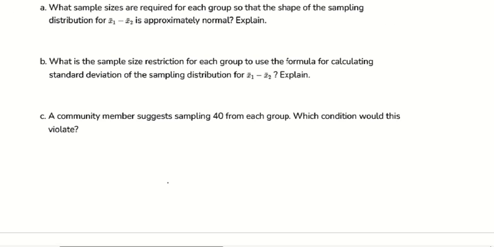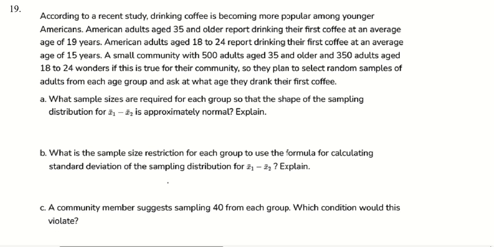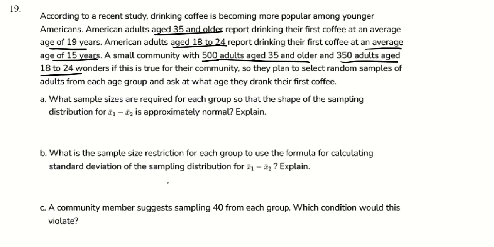All right, so let's look at the last problem here. Number 19. According to a recent study, drinking coffee is becoming more popular among younger Americans. American adults age 35 and older report drinking their first coffee at an average age of 19 years old. Okay, so older Americans' average is 19. Younger Americans' average is 15 years. A small committee with 500 adults age 35 and older and 350 adults aged 18 to 24 wonders if this is true, so they plan to select random samples.